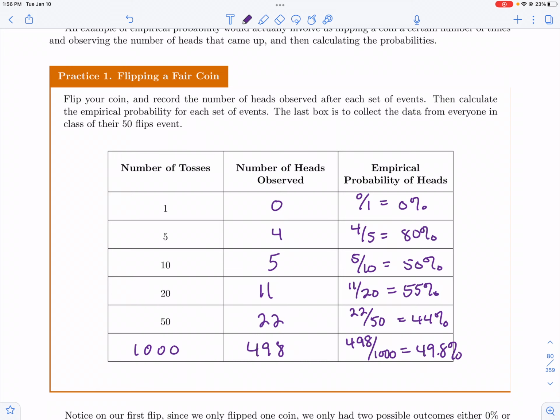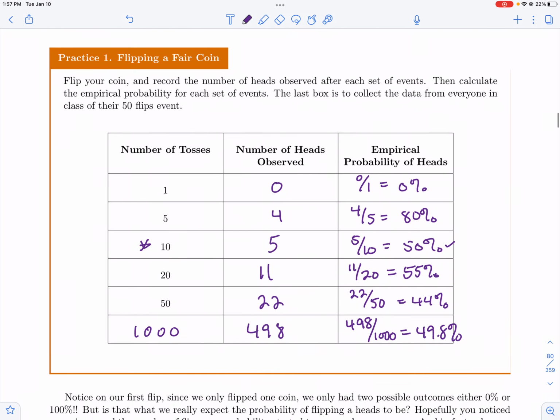And that's kind of the point with empirical probability. We did get lucky at 10, where we saw that it was exactly 50%. But notice that 1, of course, was not very good at all. 5 wasn't very good at all. We got lucky with 10. 20 wasn't too bad. 50 again was a little low, but not too bad. But if we were to keep doing this over and over and do 10,000, 100,000, eventually what we would notice is that this empirical probability is going to approach that theoretical probability, and it'll start to equal 50% all the time.